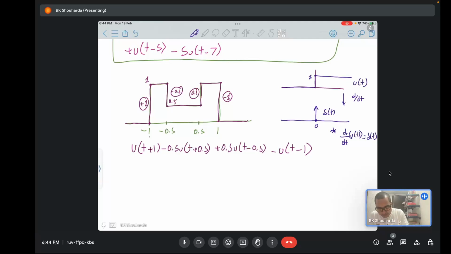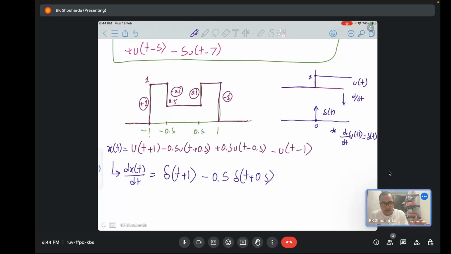So now we have the signal x of t. What will be its derivative, dx of t upon dt? Its derivative would be u of t plus 1 will become delta t plus 1 minus 0.5 delta t plus 0.5, because t is not being scaled, it's just shifted. So you have a shifted unit step, so the delta will also be shifted. And I will give you an intuitive look at this. 0.5 delta t minus 0.5 minus delta t minus 1.